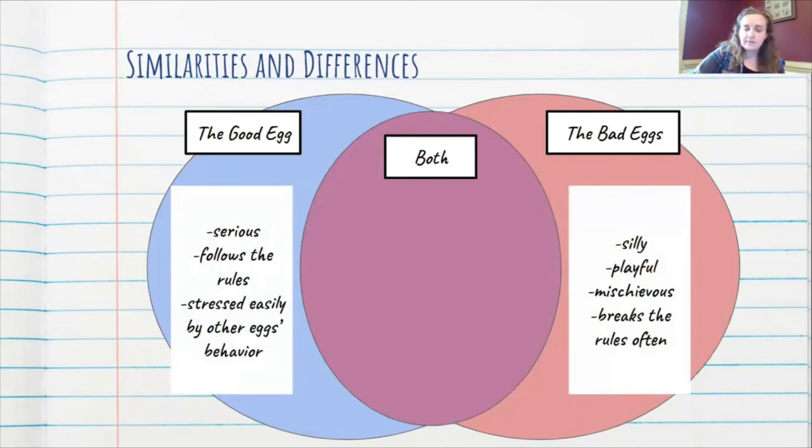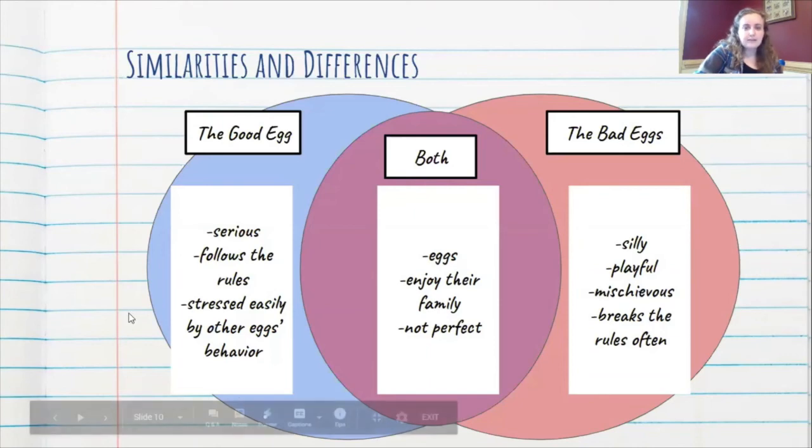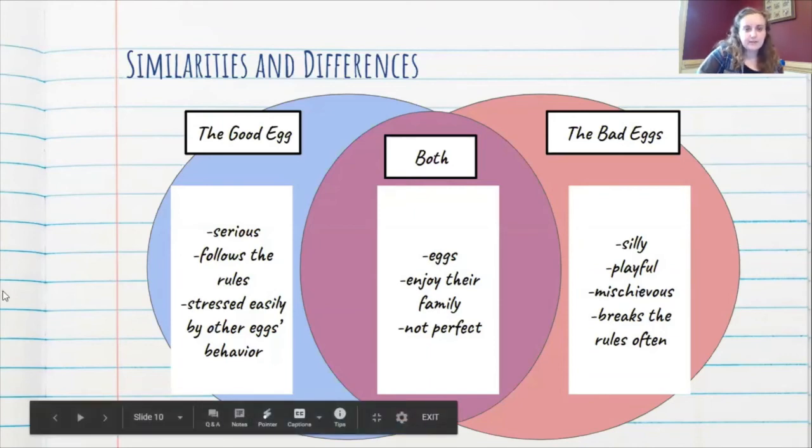All right, but they did have some things in common. So one of the things I put on there is that they're both eggs. I know that one's really obvious. I put that they both enjoy their family. I could tell that, like when the good egg went back to where the bad eggs were, they were excited to see him, and none of them are perfect. All right, so this is what our Venn diagram looks like. It's just a way to kind of compare and contrast our characters in the story.